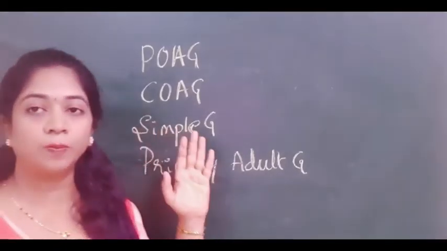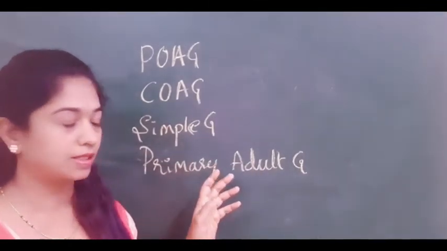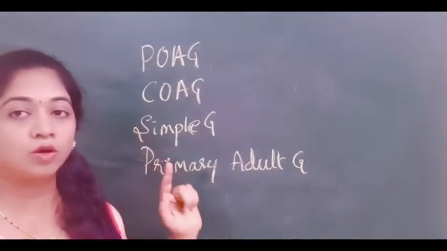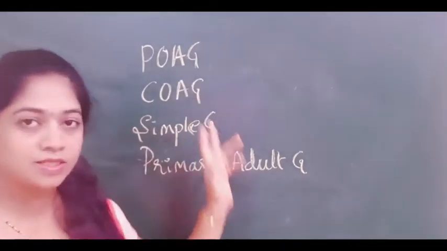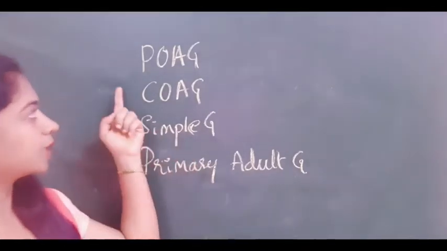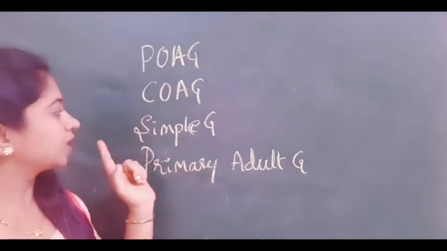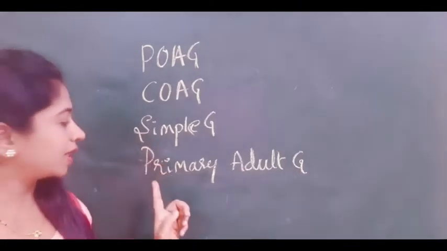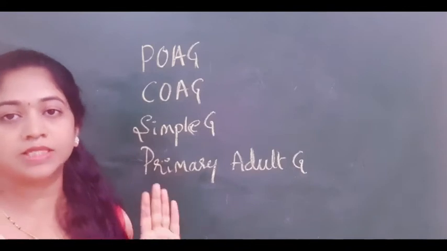Now I will be discussing the salient features of primary open angle glaucoma. This primary open angle glaucoma is also called by so many other names, so don't get confused. All these mean the same condition, that is primary open angle glaucoma, also called chronic open angle glaucoma. It is also called simple glaucoma as well as primary adult glaucoma. All these mean the same entity which I am describing now.